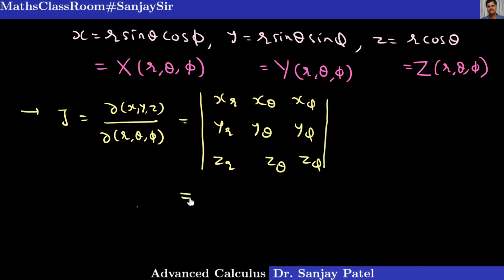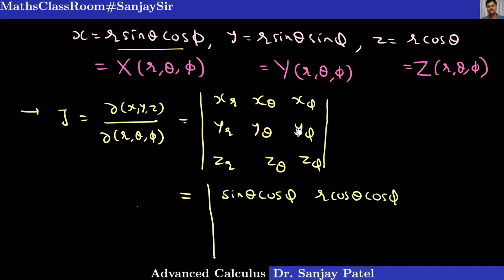Okay, so this is equal to, let me put all the values. x_r, the derivative of this with respect to r. So sin theta and cos phi are constant, so it is sin theta cos phi. Then derivative of x with respect to theta now. So r and cos phi are constant, and the derivative of sin theta is cos theta. So r cos theta cos phi. And derivative of x with respect to phi. The derivative of cos phi is minus sin phi. So we'll get minus r sin theta sin phi.